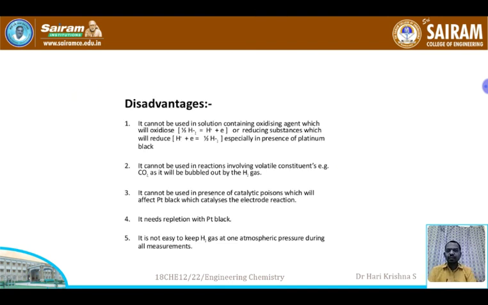Disadvantages: it cannot be used in solutions containing an oxidizing agent which will oxidize, or a reducing substance which will reduce, especially in the presence of platinum black. It cannot be used in reactions involving volatile constituents, for example carbon dioxide, as it will be bubbled out by hydrogen gas. It cannot be used in the presence of catalytic poisons which will affect platinum black, which catalyzes the electrode reaction. It needs replatinization with platinum black, and it is not easy to keep hydrogen gas at 1 atmosphere pressure during all measurements. So this is the major task. It is very difficult to keep hydrogen gas at 1 atmospheric pressure.